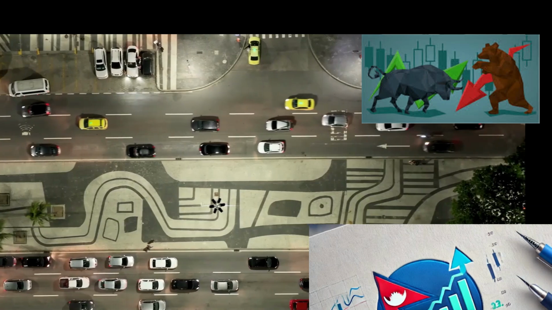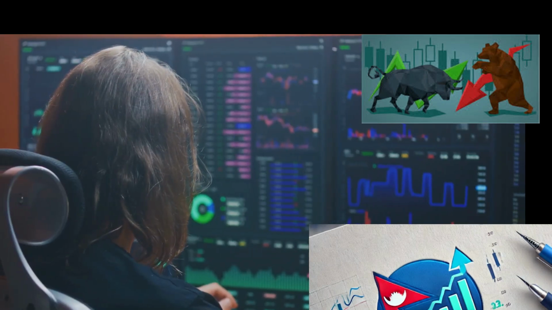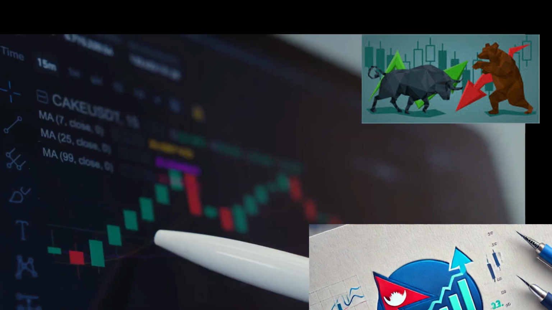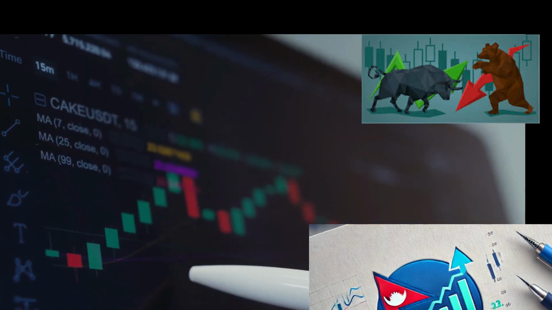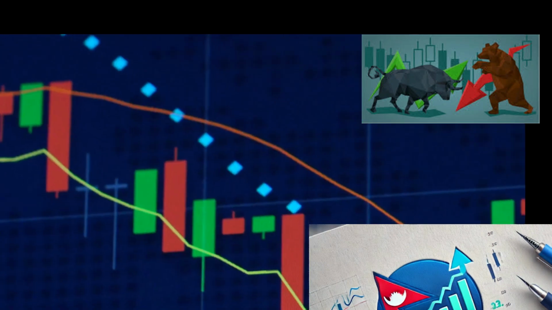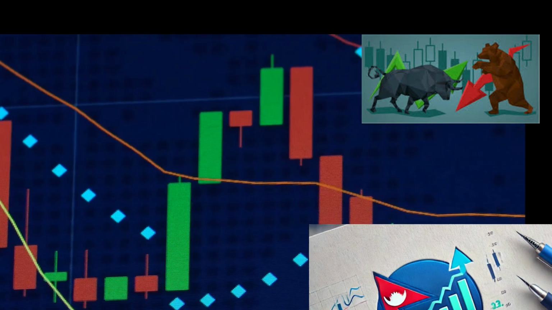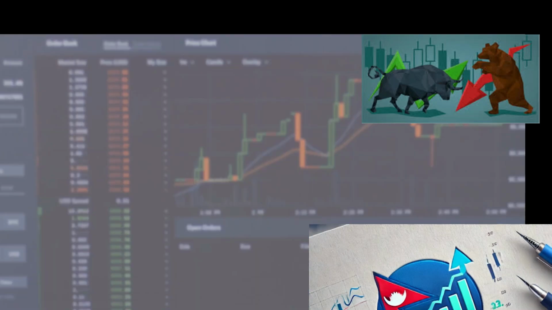Imagine trying to navigate a city without street signs. Chaos, right? That's what trading without candlestick analysis is like. These patterns provide structure and insights, helping you make informed decisions in the ever-changing market landscape. From bullish hammers to bearish shooting stars, each pattern tells a story about the battle between buyers and sellers. By learning to read these stories, you can anticipate market movements and trade with greater confidence.